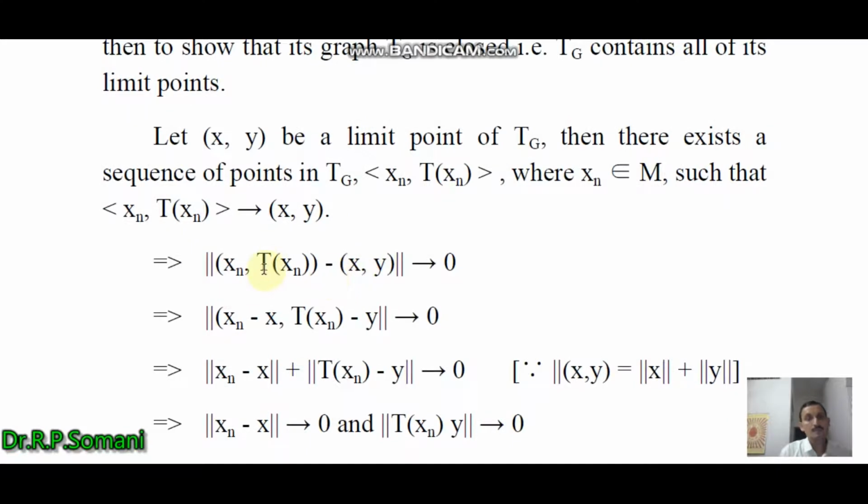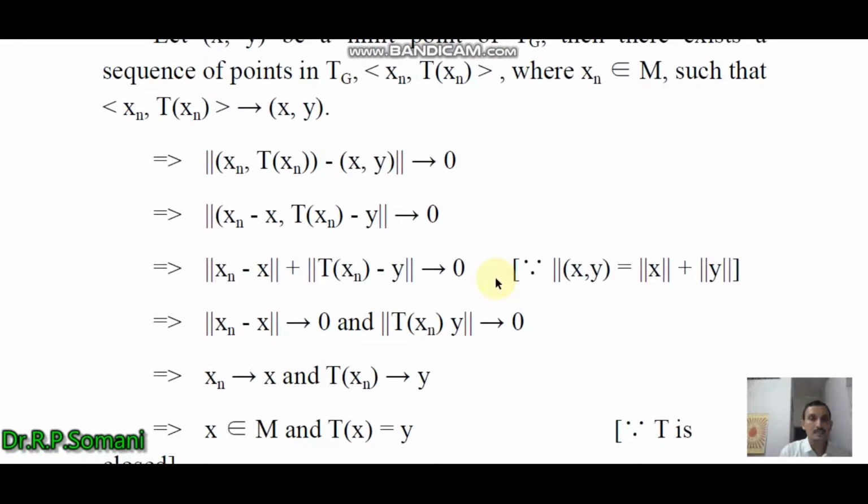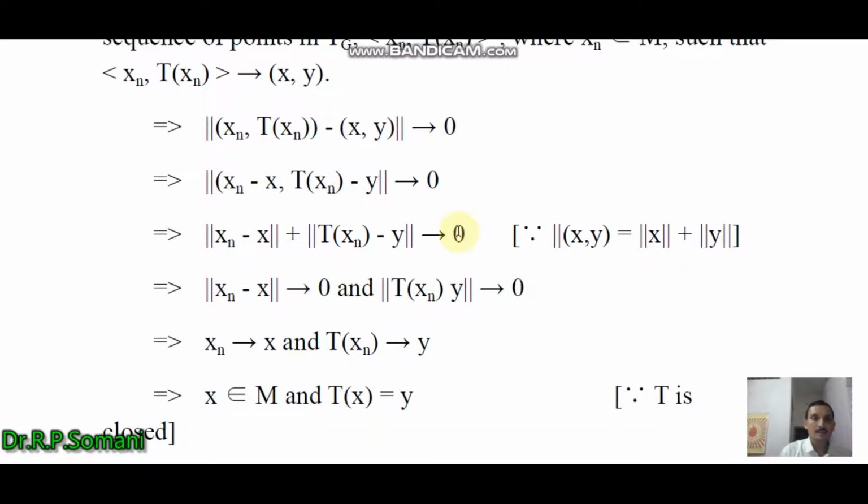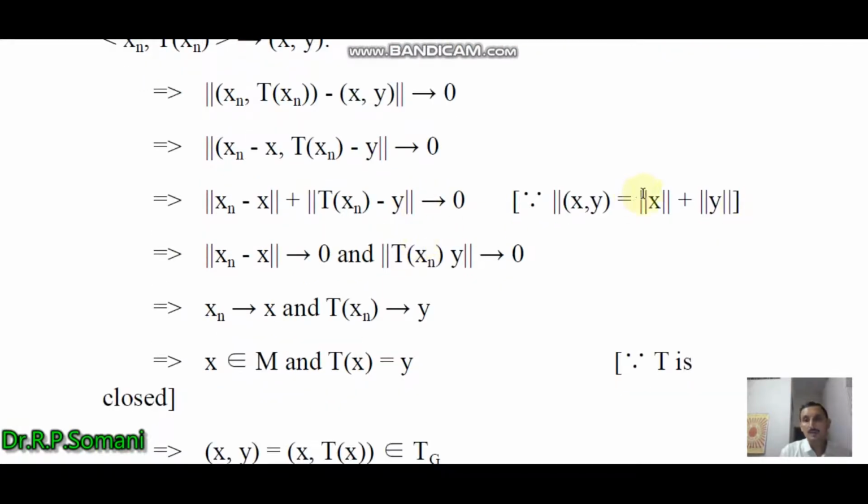So this implies that xn, Txn minus (x, y) tends to 0, and then by the property of addition and of ordered pairs, we can write this as the norm of (xn minus x, Txn minus y) tends to 0. Therefore, by definition of the norm, this is norm of xn minus x plus norm of Txn minus y tends to 0, as we know that the norm of (x, y) equals norm x plus norm y.